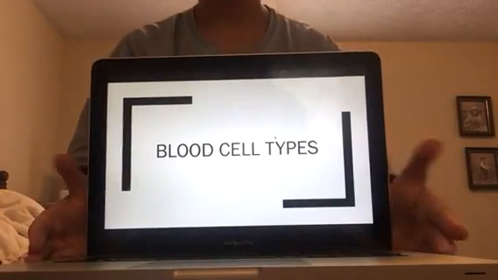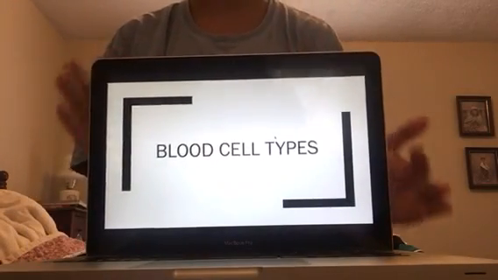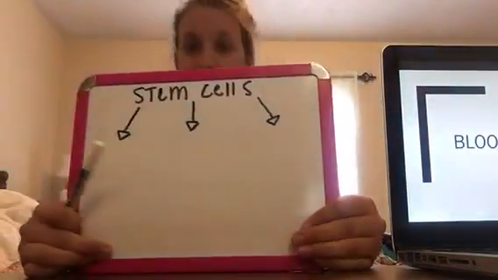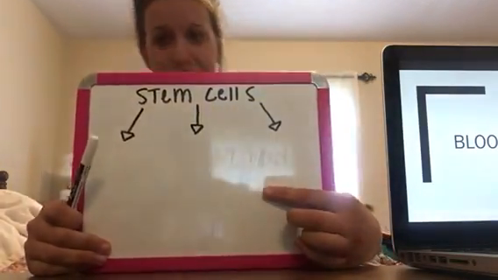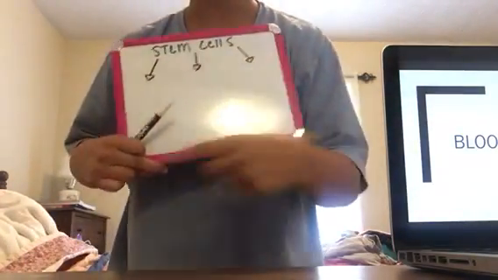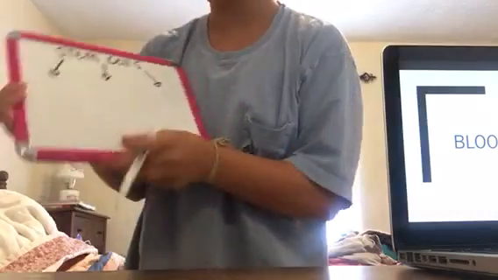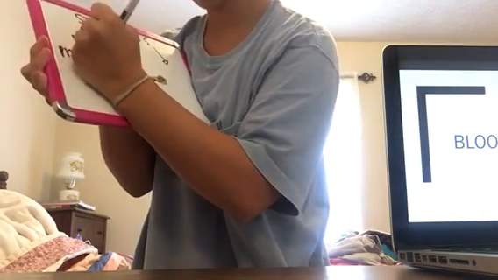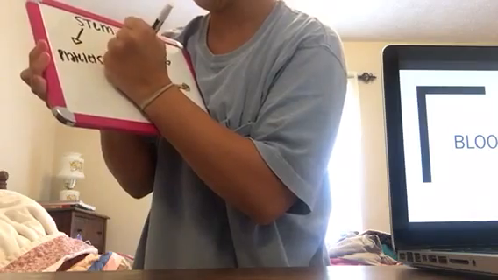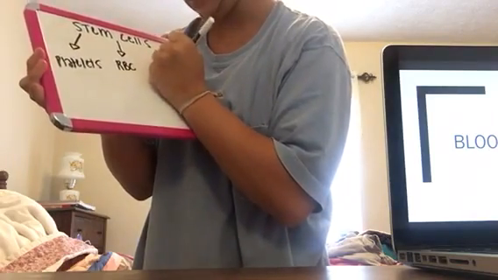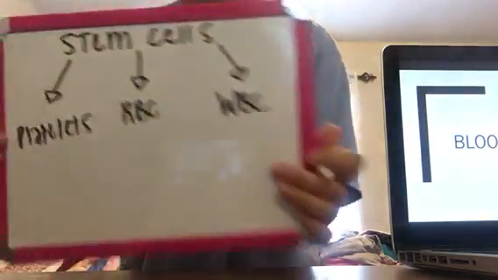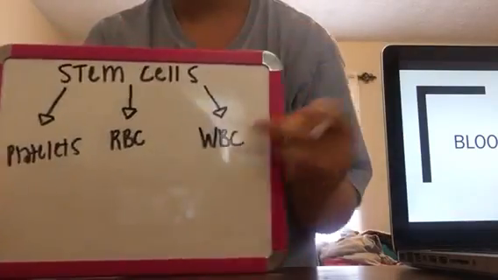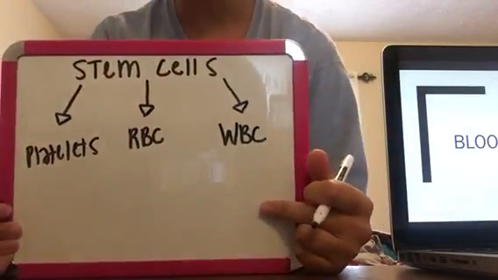We are going to be discussing the origin of blood cell types and how to ID each one. So I'm going to start with a chart to show that all of the blood cell types begin from stem cells. From stem cells, they break into 3 different categories, and these categories include platelets, red blood cells, and white blood cells. So, stem cells go to platelets, red blood cells, and white blood cells.